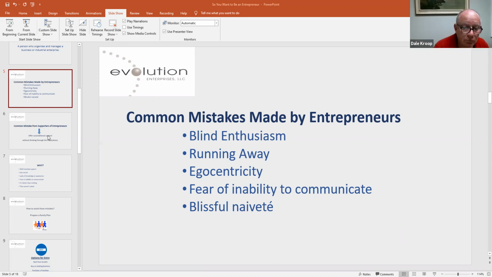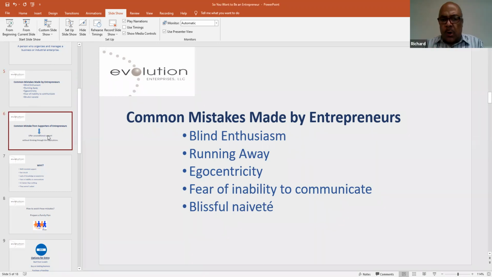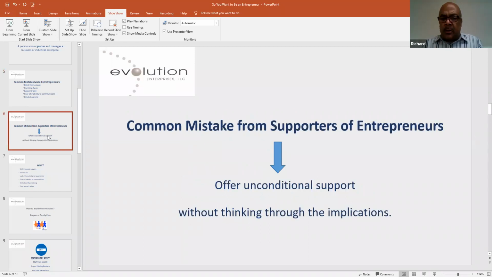There are also mistakes made on the other side. But before we move on, can anyone else think of any other mistakes that the would-be entrepreneur may make in terms of their relationship or not planning the impact on their family or supportive other? Did we miss anything? I'm sure we did, but is there one or more that anyone would like to share with the group?